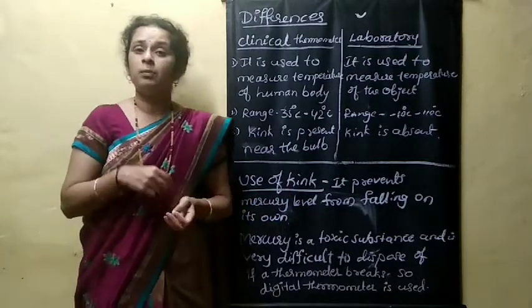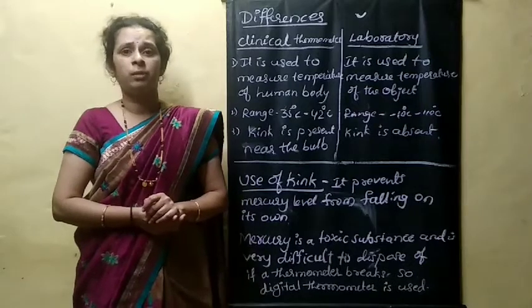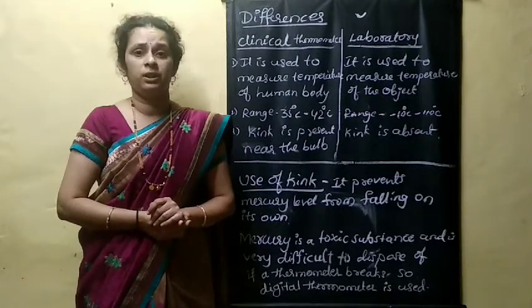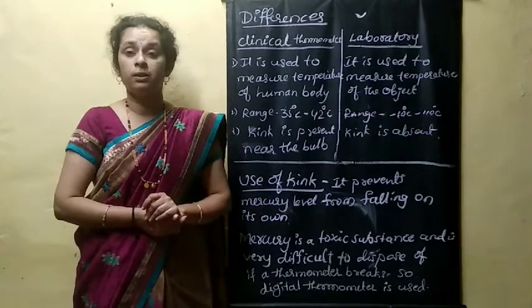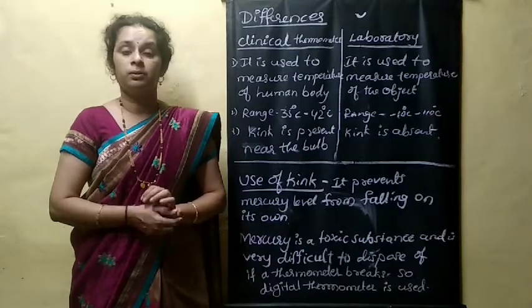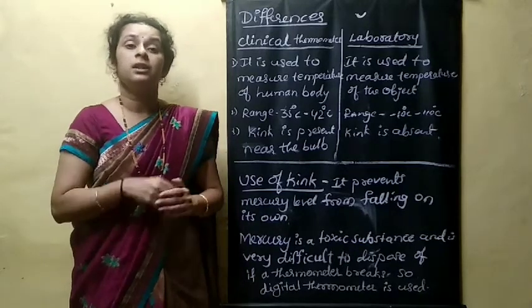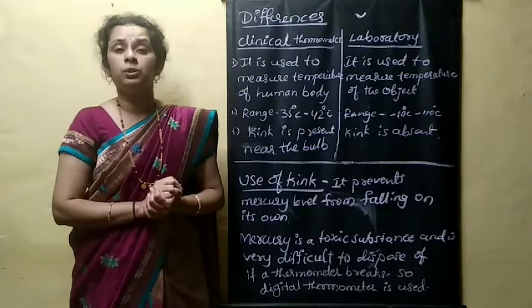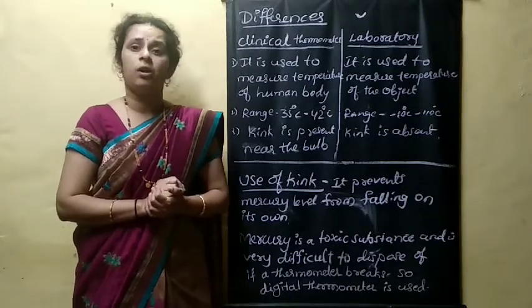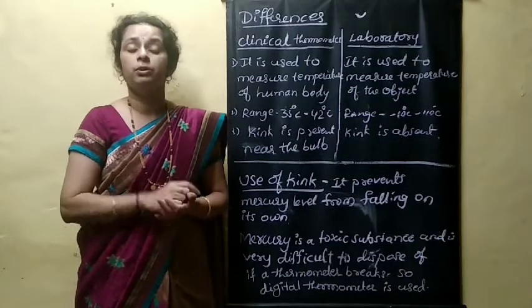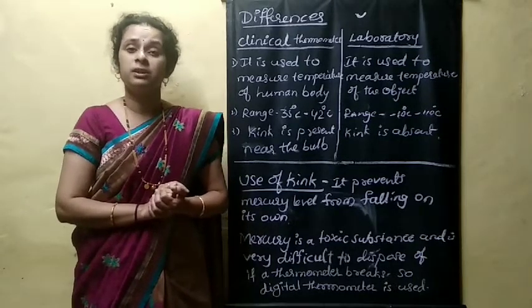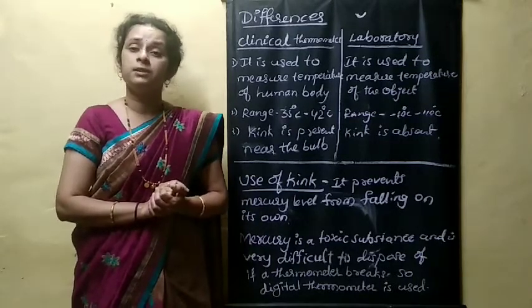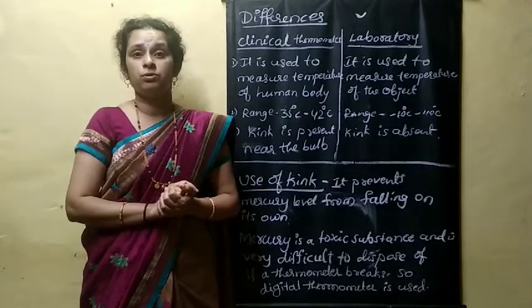Both the clinical thermometer as well as the laboratory thermometer have mercury. The mercury thread and mercury bulb give the temperature records. This mercury is very toxic. I told you once, but again I will repeat that mercury is a toxic substance. When the thermometer breaks, it is very dangerous to dispose of.